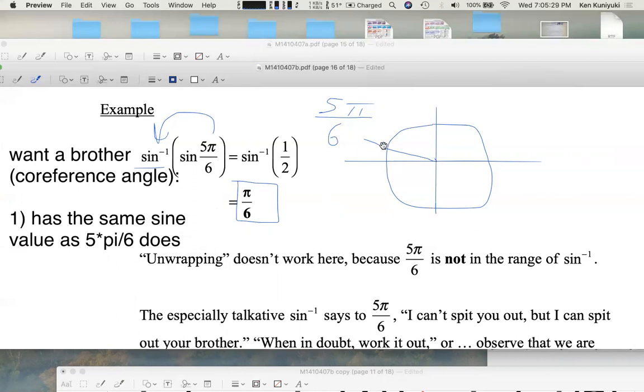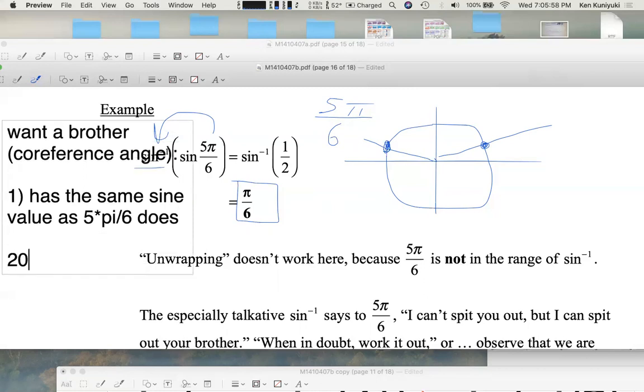Well, whatever the sine of 5 pi over 6 is, it's the y-coordinate of this point over here. What other point on the unit circle has the same y-coordinate? Over here. That y-coordinate is 1/2, but we don't even have to know that. I need a brother angle in quadrant 1. But what brother do I want?